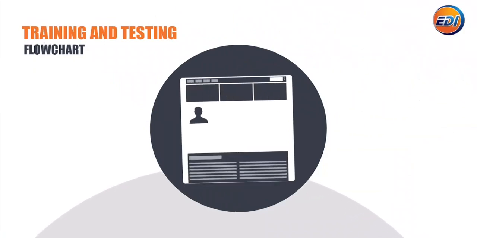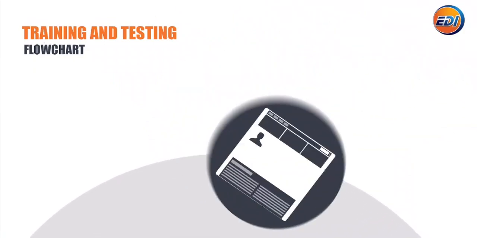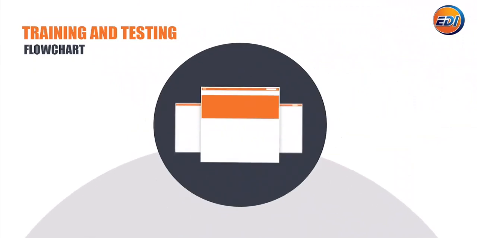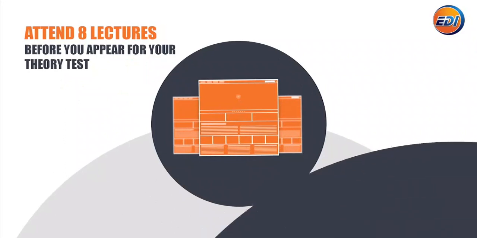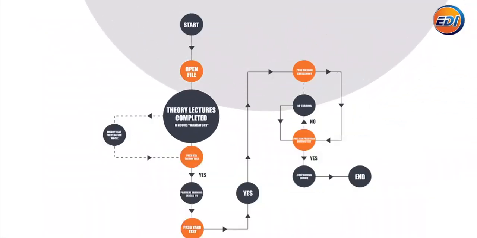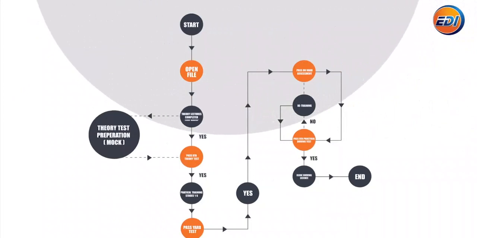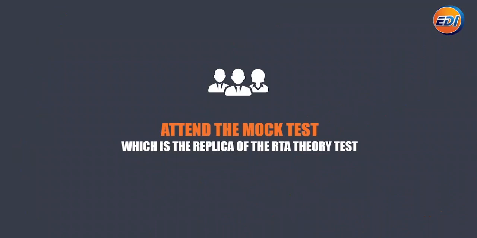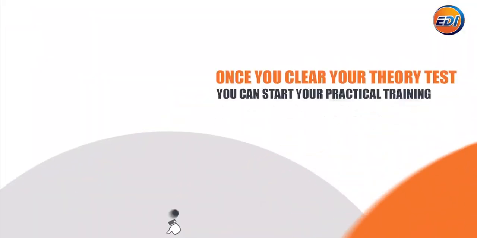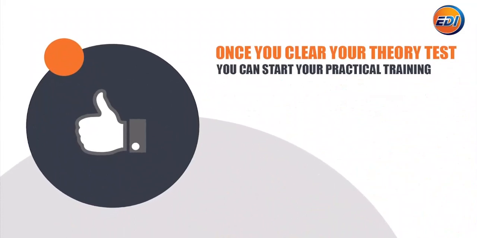After you register with Emirates Driving Institute and complete the necessary documentations, your first step is to attend 8 mandatory lectures before you appear for your theory test. To prepare for your theory test, you may also attend the mock test, which is the replica of the RTA theory test. Once you clear your theory test, you can start your practical training.